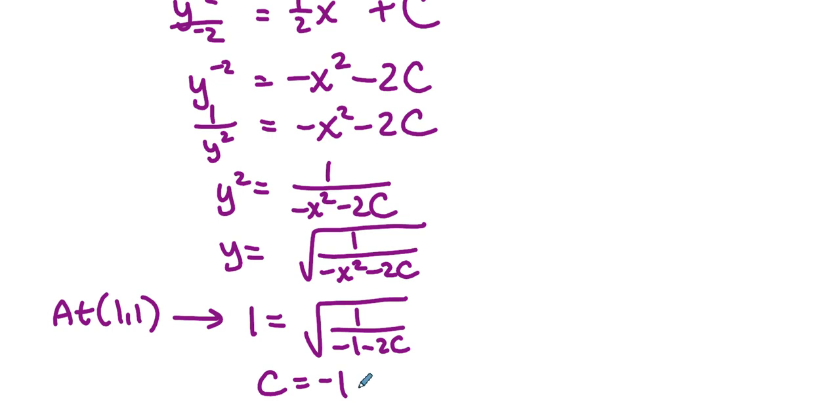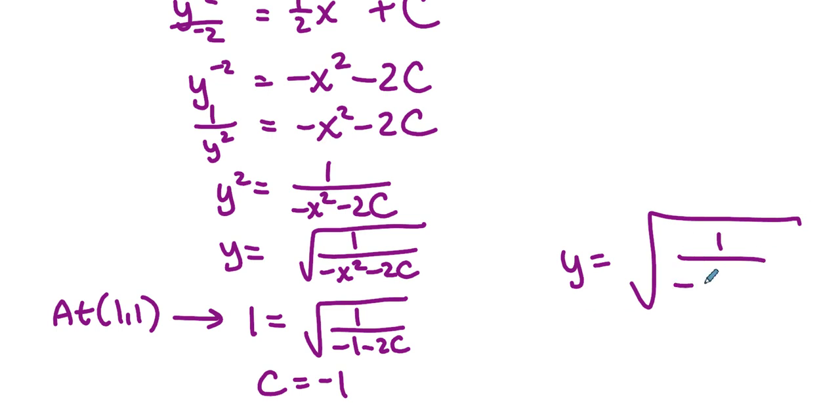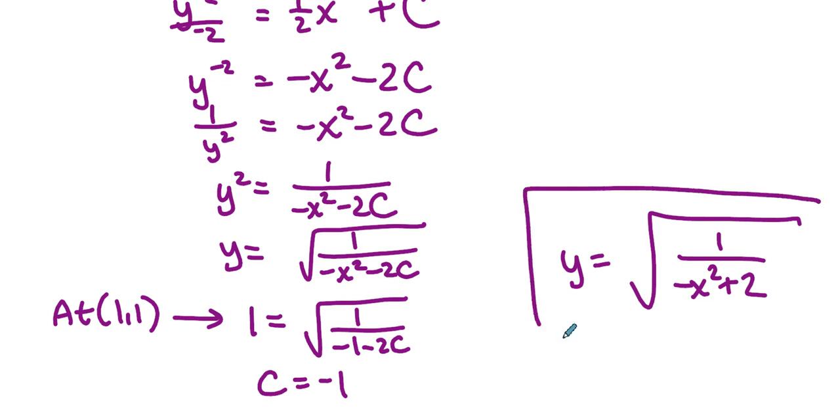And once c is negative 1, that tells us that y is the square root of 1 over negative x squared plus 2. And that is the particular solution to the differential equation that passes through the point 1, 1. If it had passed through other points, we'd have made different substitutions, gotten different values of c, gotten different solutions.